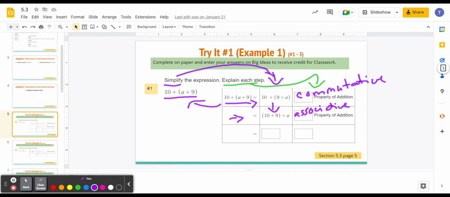The next step is where you need to actually simplify. So the explaining is not here, the explaining is here. What you're really doing, I believe, is add 10 and 9. You'll see it in the drop down, add 10 and 9. And then in the first box, you're going to write 19 because you did 10 plus 9 plus A. And this is your finalized answer, what you're supposed to simplify. So we just did try it number 1 together. Make sure you go back into your program and fill those in.